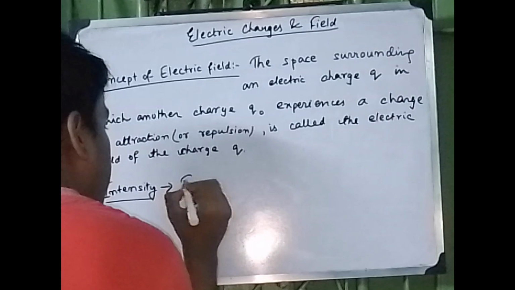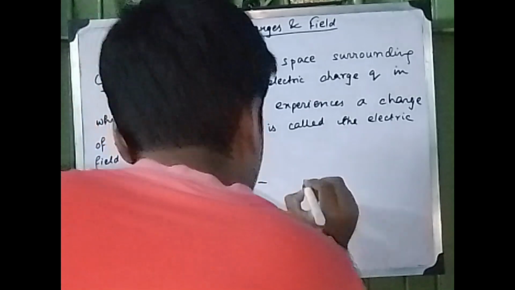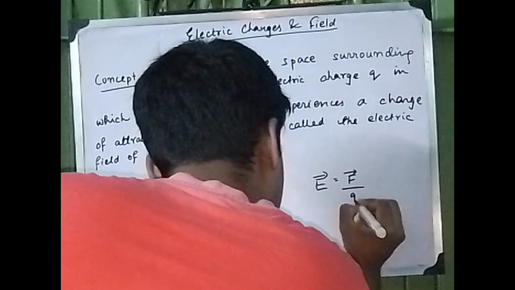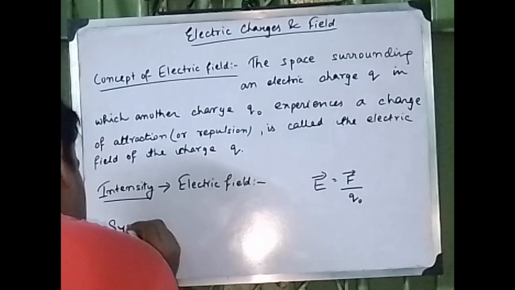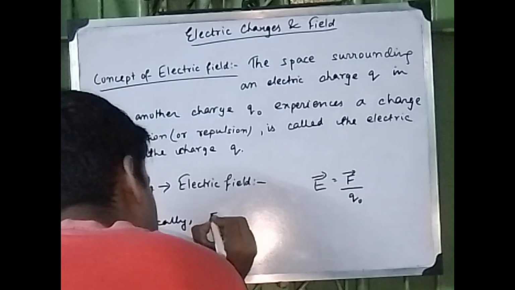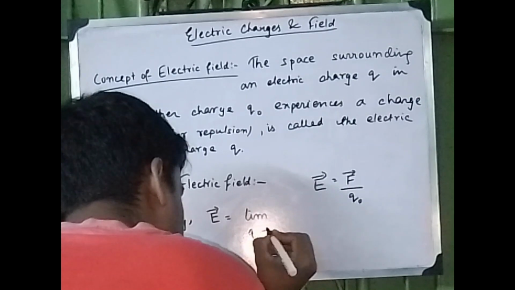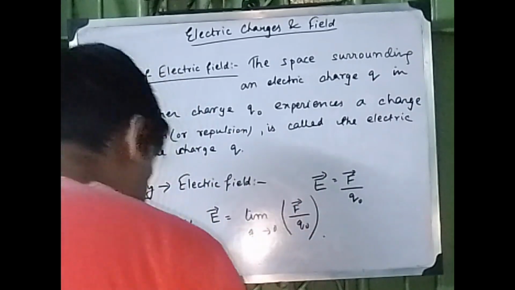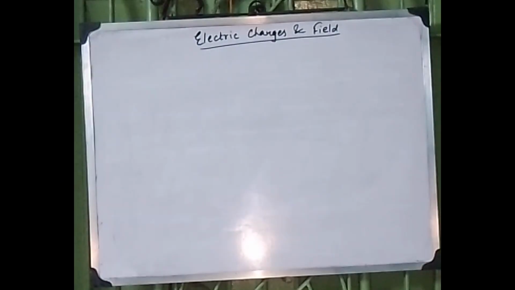Intensity of electric field. The intensity of an electric field due to a charge at a point in space may be defined as the force experienced by a unit positive charge placed at that point. In simple words, we can say vector E equals vector F divided by Q naught, and symbolically, as Q naught tends to 0, we can write the relation as vector E equals limit Q naught tends to 0 of vector F divided by Q naught.